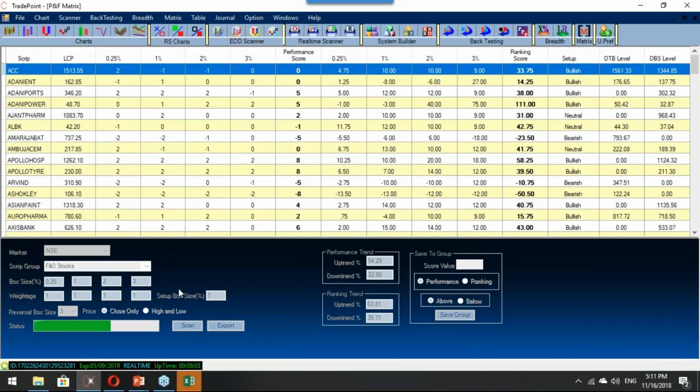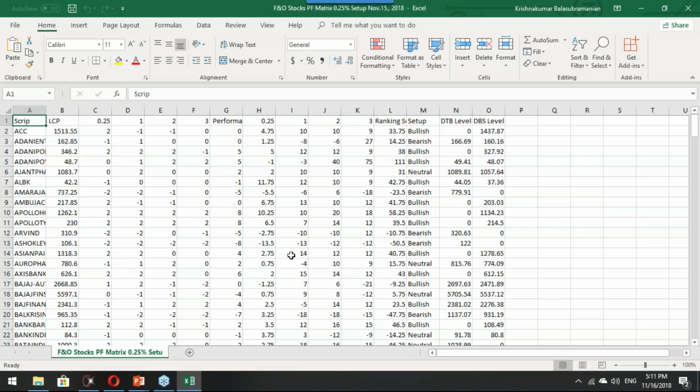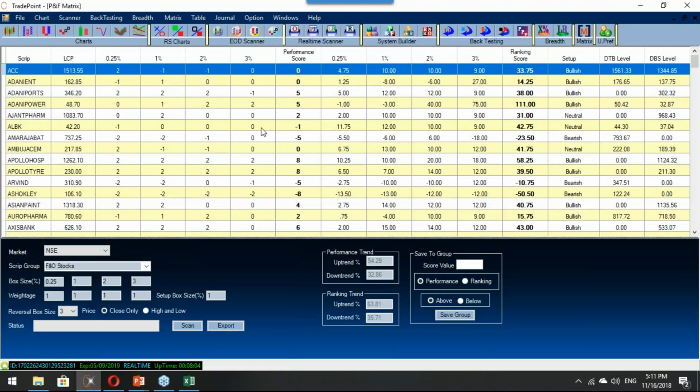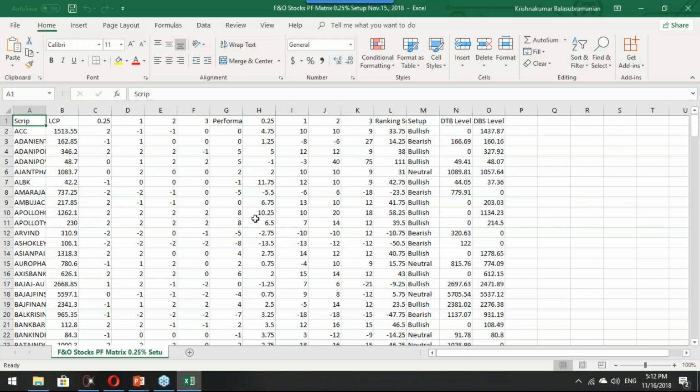Anyone has any clue why I'm rerunning this scanner again? What is the purpose? What do you think is going to change in the output now compared to what we did? Compared to this output that we have here and the output that is generated here, what do you think is going to change? Do you think these scores are going to change here? These scores will not change, right? The performance scores are not going to change. The only change that's going to happen is with respect to the setup, DTB level and DBS level. The last three columns are the columns where the real change will happen. Everything else is going to be the same between this output and the output that we already saved.